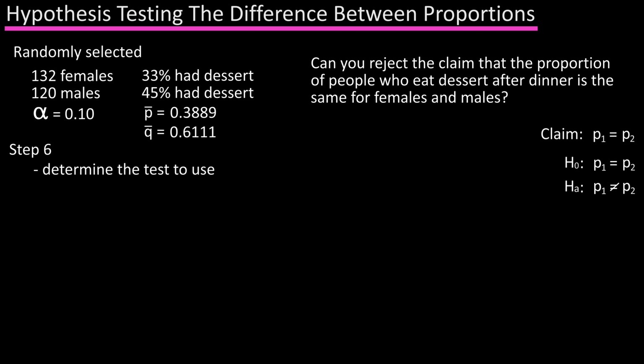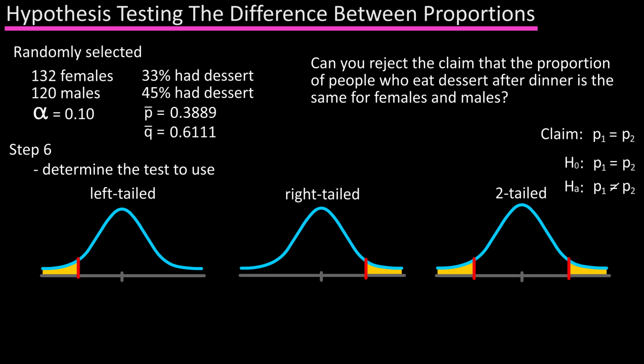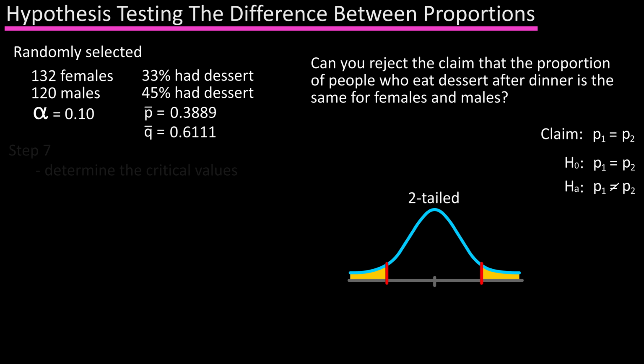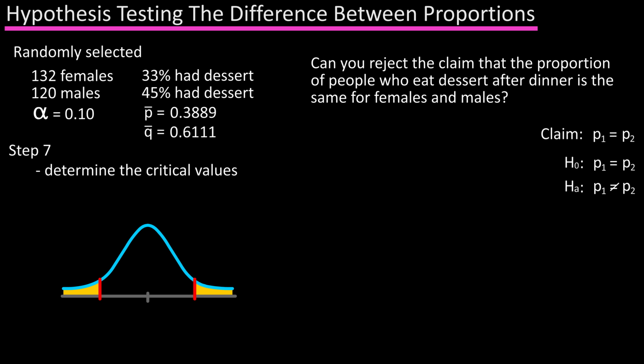Step 6 is to determine the test to use, left-tailed, right-tailed, or two-tailed, and because the alternative hypothesis contains the does not equal inequality, this will be a two-tailed test. Step 7 is to determine the critical values. Graphically, this looks like this, with our critical values, negative Z0 and positive Z0 here, and the shaded areas in the tails being the rejection regions.